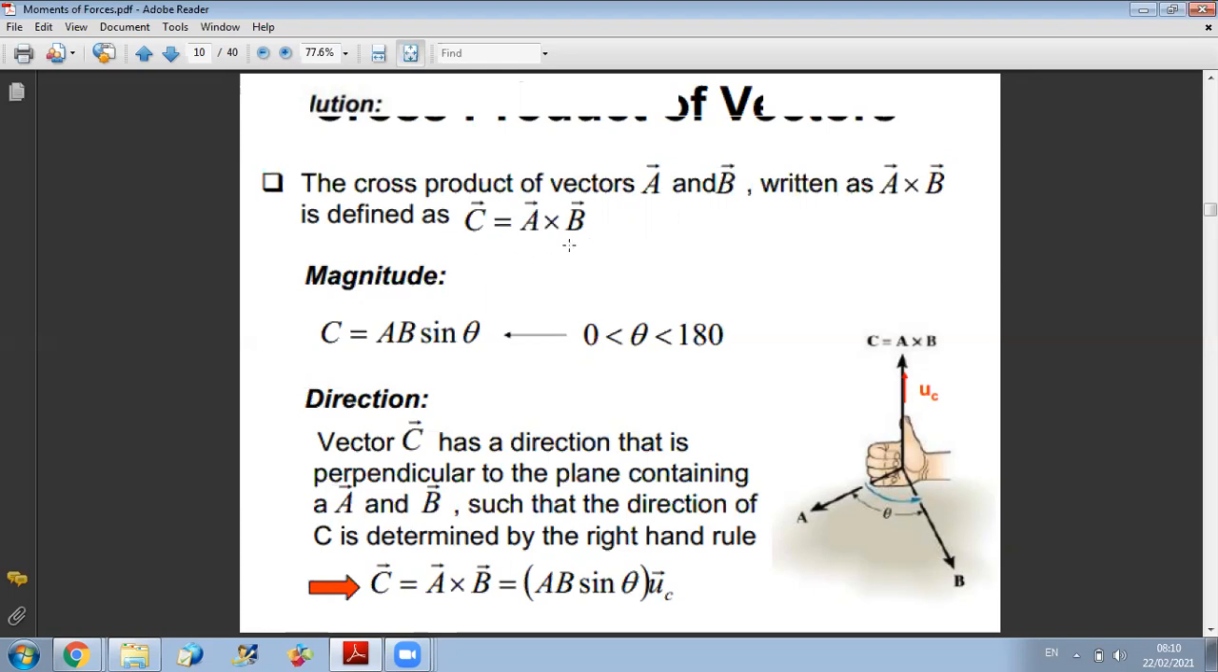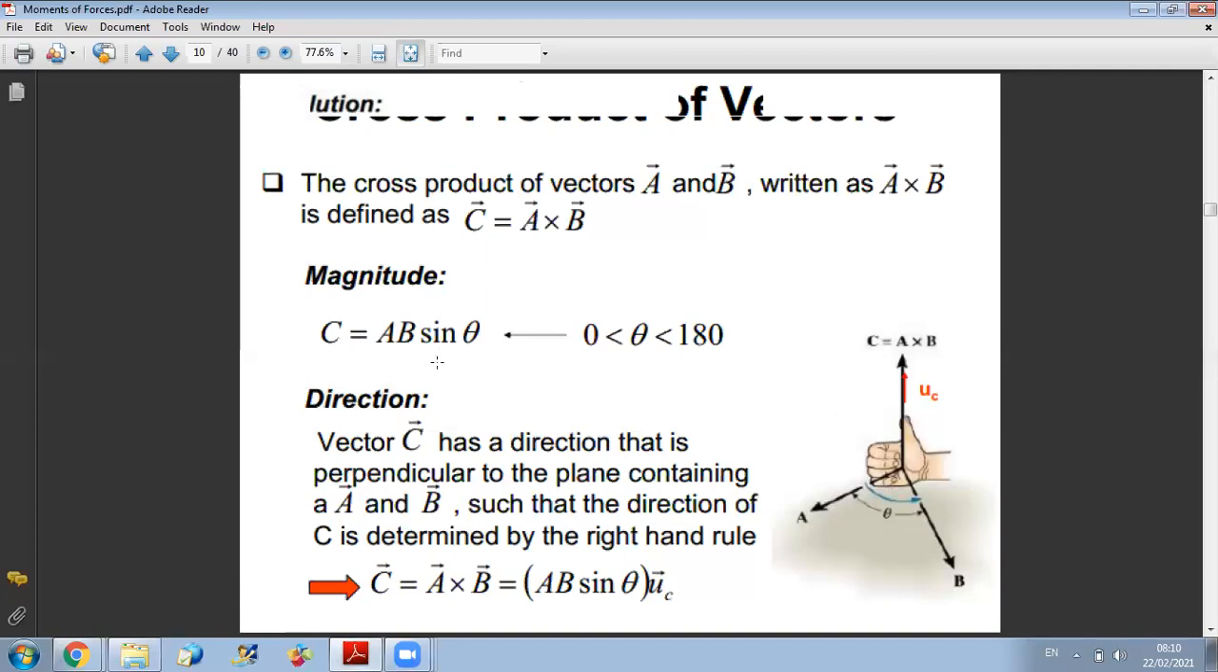Now we will see why we are defining the vectorial product, because it's very important in the calculation of moments in 3 dimensions. Now, what is the magnitude of the vectorial product? It's the magnitude of A times the magnitude of B times sine of the angle between A and B. So in the dot product, it was AB cosine theta. In the vectorial product, it is AB sine theta.